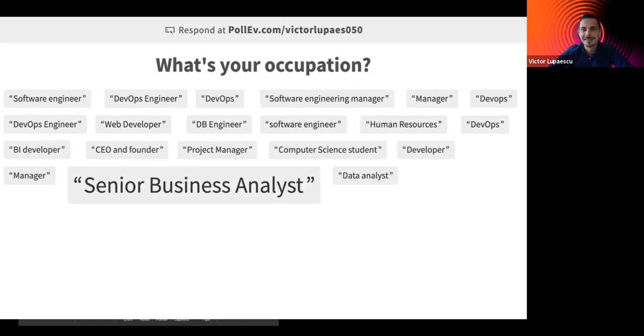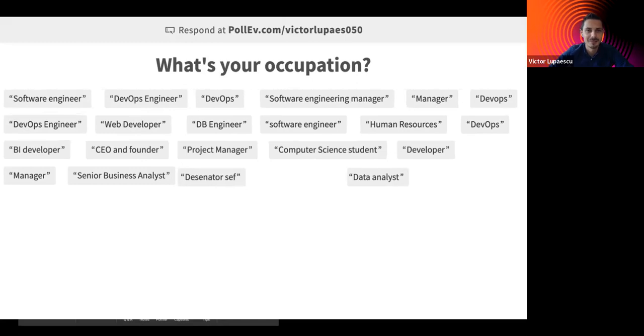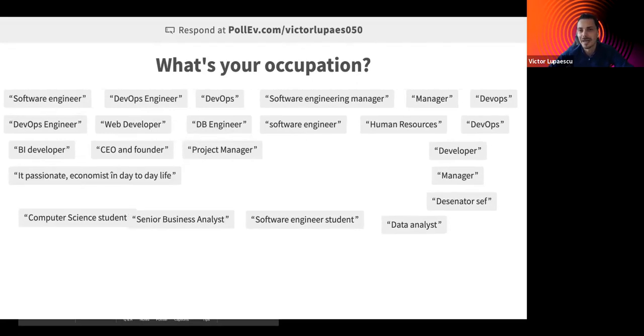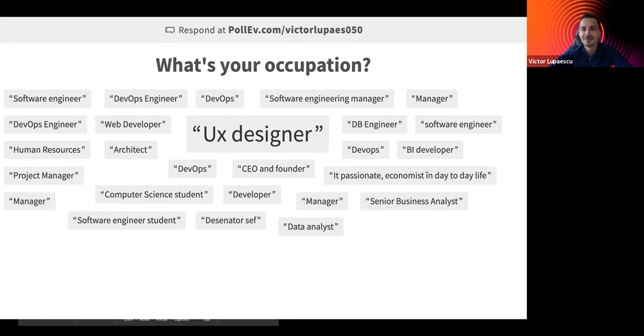Okay, pretty interesting results so far. So we have software engineers, DevOps engineers, web developers, DB engineers, software engineering managers, manager, human resources, BI developer, architect, CEO and founder, project manager, student, IT passionate economist in day-to-day life. This will be interesting for you, definitely. This session. Okay, UX designer. Nice.